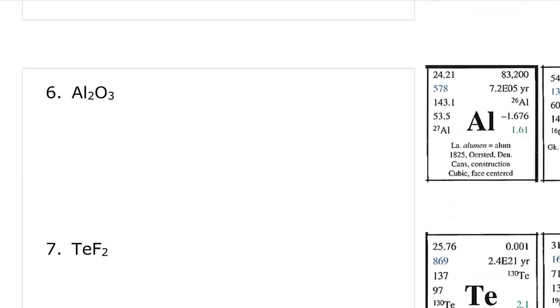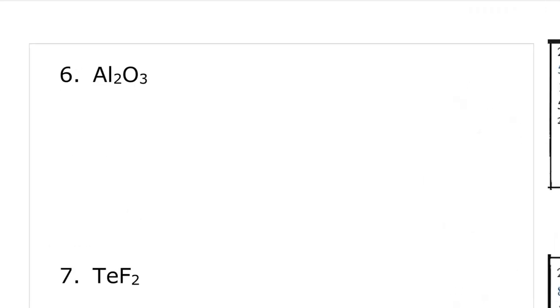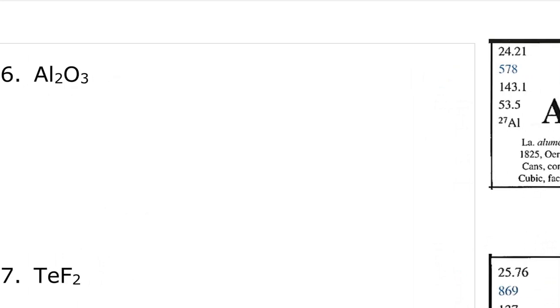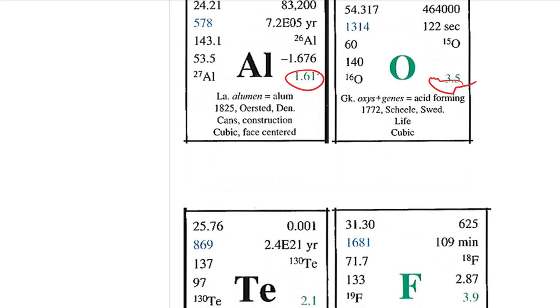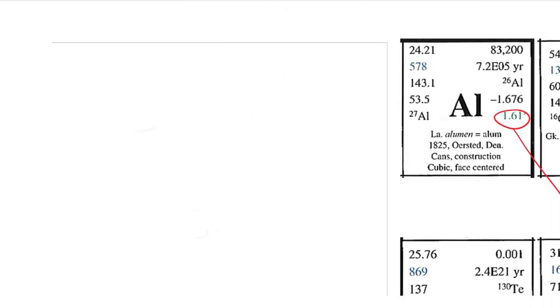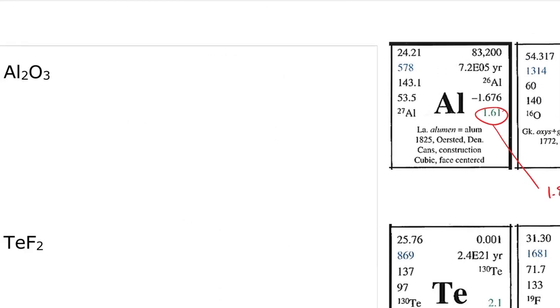I want to show you one more down here, number 6, Al2O3. Now, aluminum and oxygen again, 1.61 and 3.5. If I subtract those, it's a difference of 1.89. Still greater than 1.66, therefore ionic. This whole page is ionic, so you don't have to worry about us trying to trick you. But it's good that you know how to figure that out, because eventually you're going to get a list of compounds where you won't have the type of bond listed already.